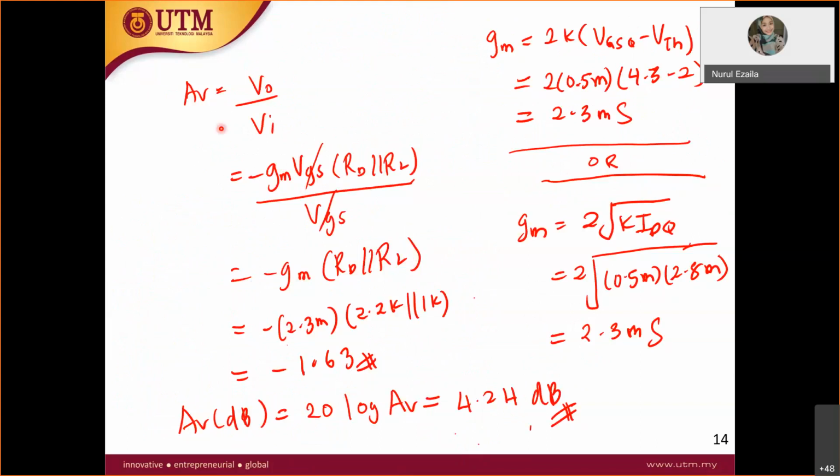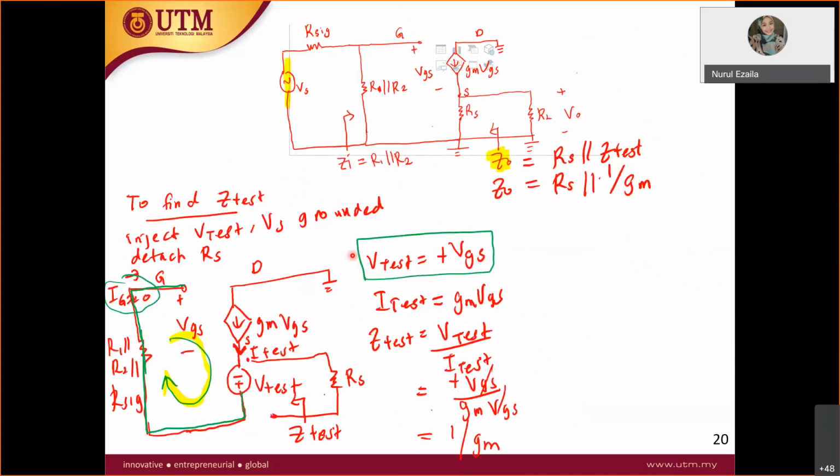In the test later, for BJT they also ask you to derive AV. When you derive AV, it means what is V out and what is V in, you write it, and finally you get the result. This is for MOSFET, and for BJT you have to derive. Now we have done Z in, Z out and Z test. Now let's take a look at the V out over V in.